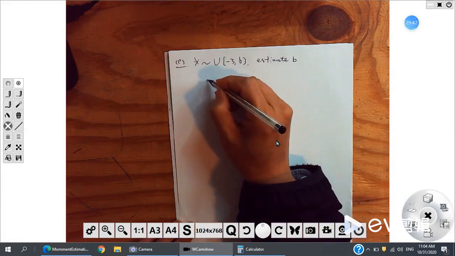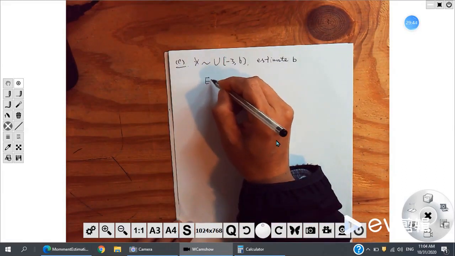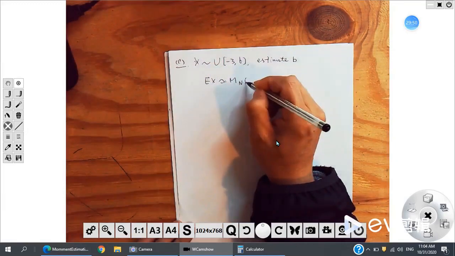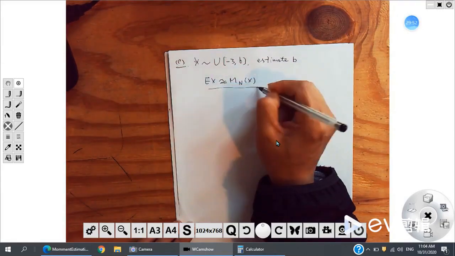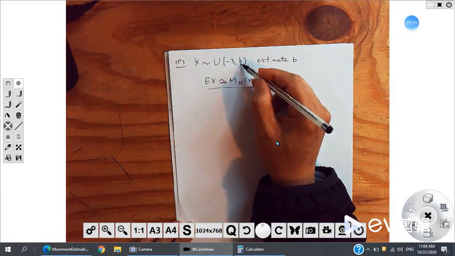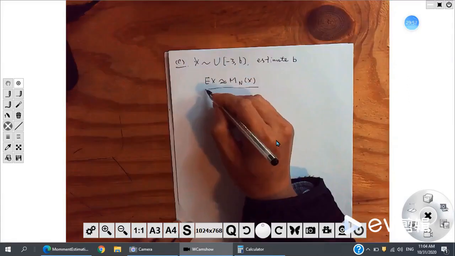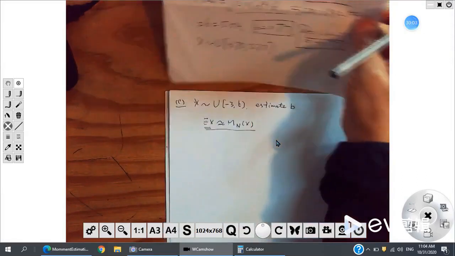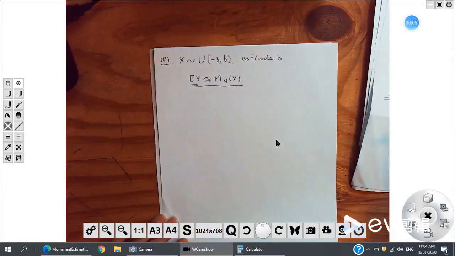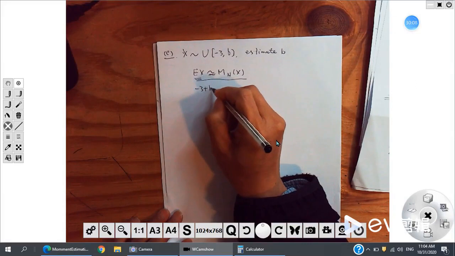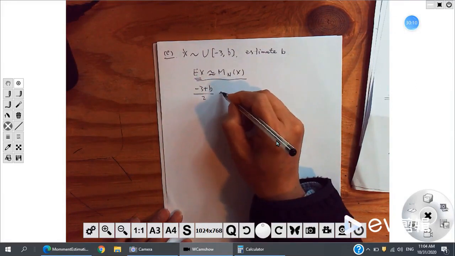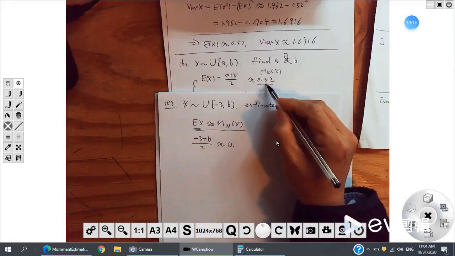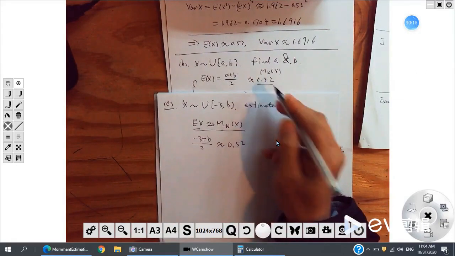We estimate B. Alright, we still use the formula. We use the mean close to the moment with ensembles of X. Here we just need one, which is fine because I only have one parameter, right? So one equation will be enough. This one we already have the value. The formula is negative 3 plus B, right, over 2. This is the EX, and close to this one is a point 0.52, right? 0.52. Okay.